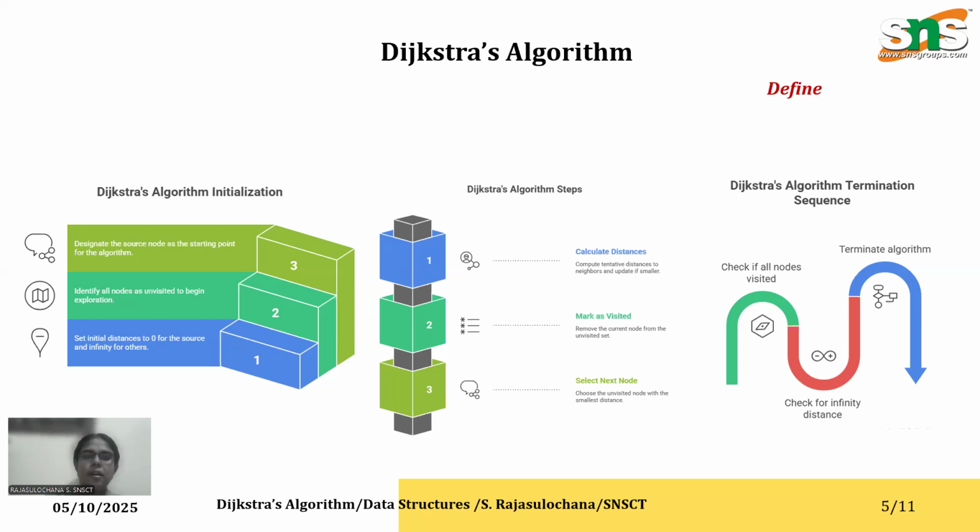This is the working of Dijkstra's algorithm. It computes the tentative distance to the neighbor nodes and updates it if it is smaller. Once a node is visited, it is marked and removed from the unvisited set. Then the unvisited node with the smallest distance is chosen and updated. It checks if all the nodes are visited and whether there is any infinity distance for any of the vertices, which means the vertex is left unvisited. If that is the case, the algorithm is terminated.